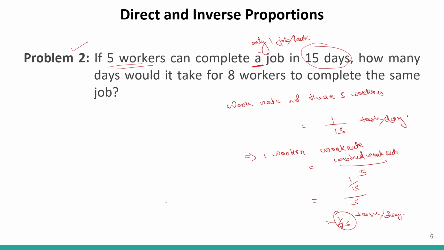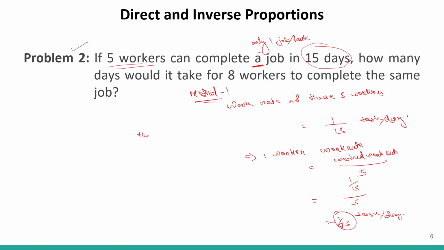There are 8 workers working together. This is method 1, the traditional method. We will also solve it by the work time method. So let's go forward.